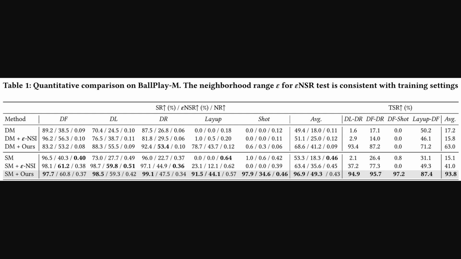Alright, so how well does this whole approach, which also includes a pre-trained history encoder for remembering past actions to better handle tasks needing temporal context, actually perform? Well, this table shows the quantitative results on ball play and basketball tasks. We see metrics like success rate, or SR, for task completion, epsilon neighborhood success rate, or epsilon NSR, for robustness, and transition success rate, or TSR, for switching skills. The SM plus ours row, that is SkillMimic-V2, achieves an average success rate near 97%, and its average transition success rate jumps to about 94%, up from just 15% with the original SkillMimic.